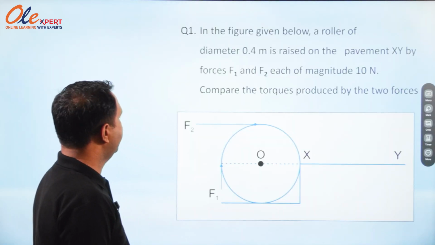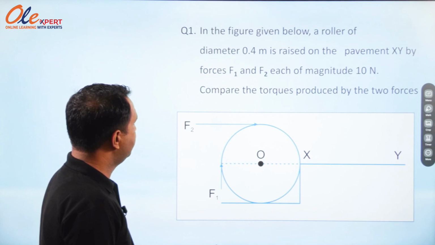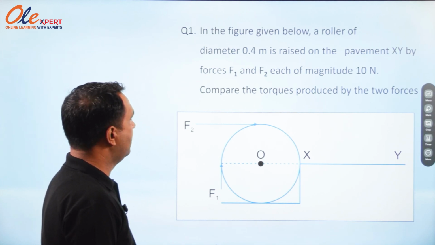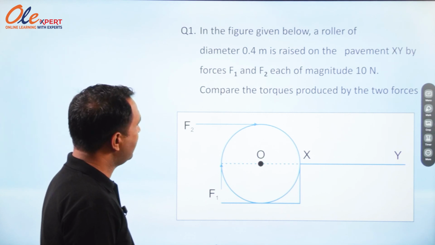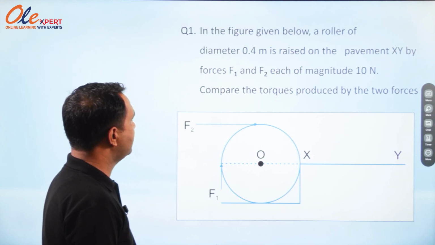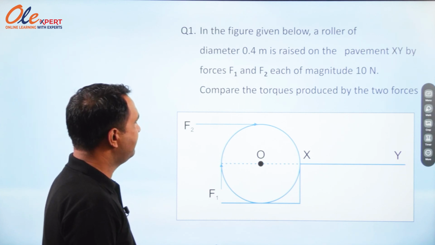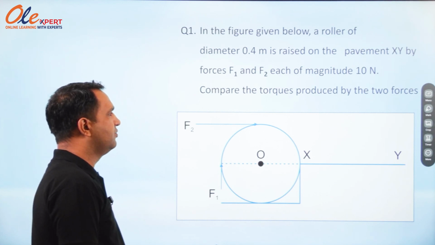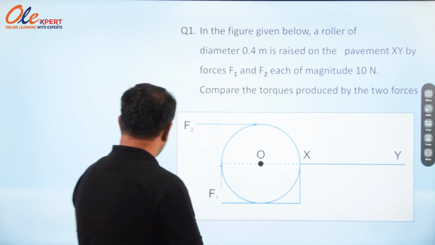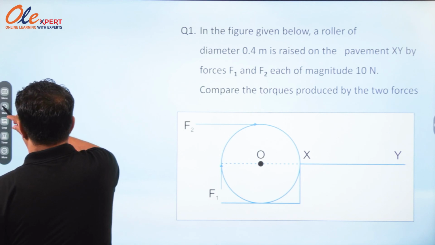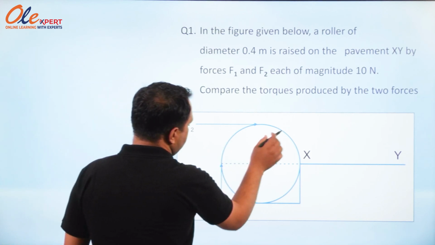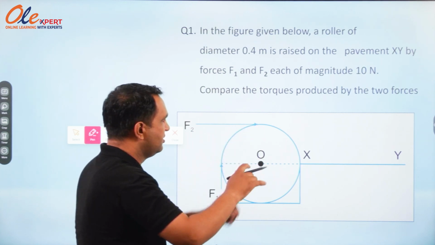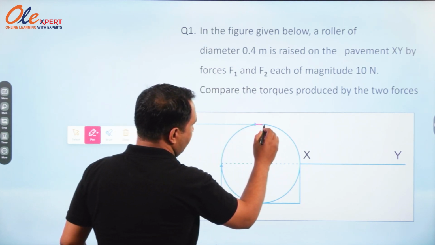Okay, so moving on next, here is the question on the basis of the principle of moment of force. What does it say? In the figure given below, a roller of diameter 0.5 meter is raised on the pavement XY by the forces F1 and F2, each of magnitude 10 Newton. Compare the torque produced by the two forces. So two forces are acting here, as you can see. One force F1 is in this direction. It is trying to rotate it, producing some torque in this direction. So this is the line of action of force.